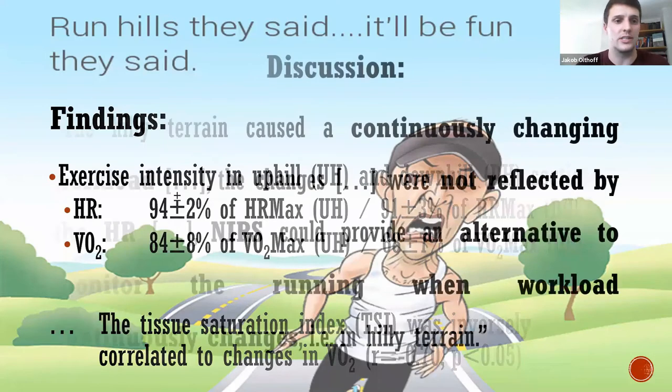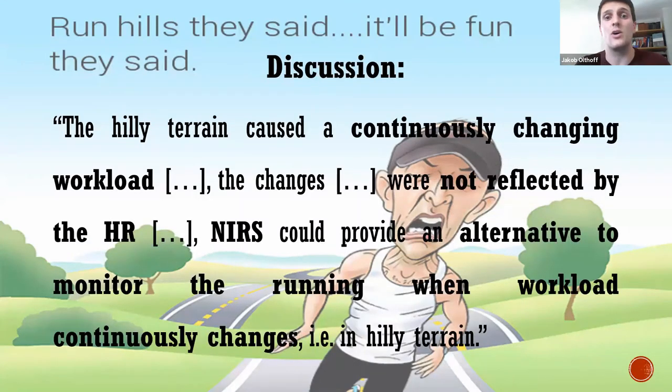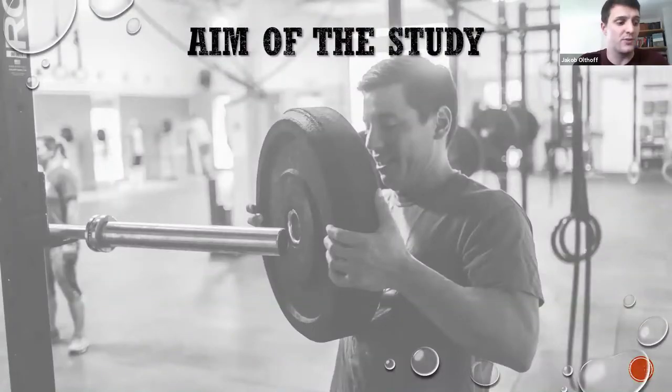So those researchers concluded the hilly terrain caused a continuously changing workload. The changes were not reflected by the heart rate. Near infrared spectroscopy, so muscle oxygen saturation, could provide an alternative to monitor the running when workload continuously changes. The question now is, where else do we have continuously changing workloads? And the answer is, of course, competitive fitness.